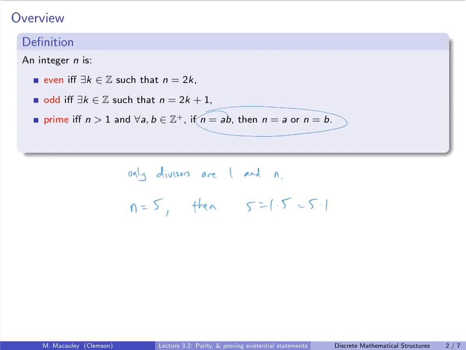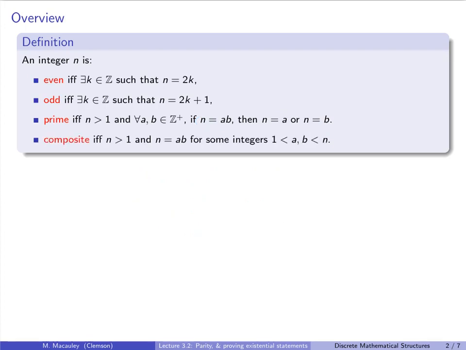Conversely, if n is not prime, let's suppose n equals 6, then 6 equals 2 times 3 or 3 times 2, so there is a way to write a composite number as a product of two integers that are strictly between 1 and 6. So that brings us to the definition of composite. An integer is composite if it is greater than 1, and if there exist some integers a and b, strictly between 1 and n, such that n equals a times b.